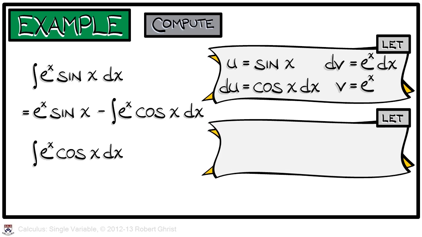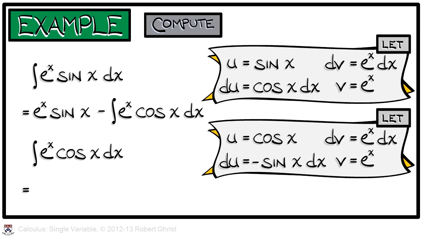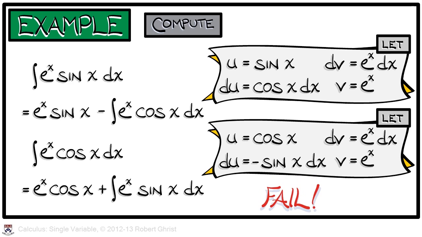Let's consider applying the method again to the integral of e to the x cosine of x dx. Let's choose our u to be cosine of x, dv to be e to the x dx. Then computing du and v, much as before, we can apply the integration by parts formula to this integral to yield u times v, that's e to the x cosine of x, minus the integral of v du, that yields a plus integral of e to the x sine of x dx. And what do we have? Oh dear, we have our original integral again, and it seems as though we are caught in a loop. This certainly seems like a failure.